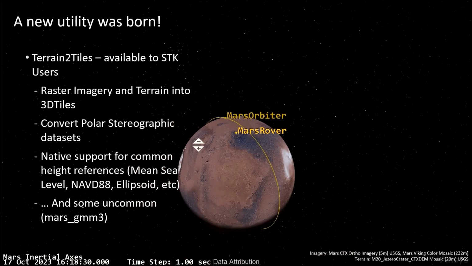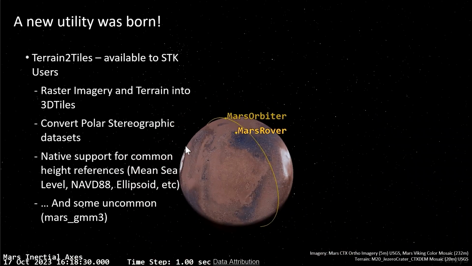None of this would have been possible without the open standards from the Khronos Group with glTF and Cesium with 3D tiles. We're quite grateful to have them as a business partner and to be working with them to do awesome things all across the solar system. So that's all. Thank you.